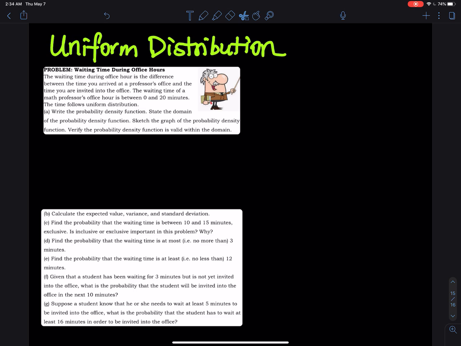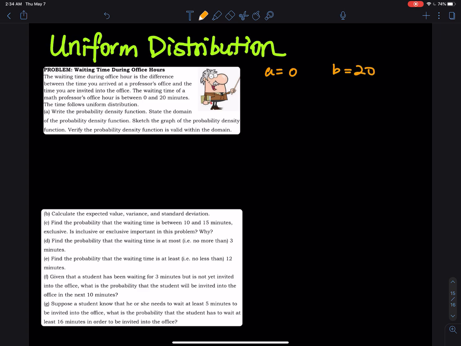The waiting time is the difference between the time you arrive at a professor's office and the time you are invited into the office. So the waiting time of a math professor's office hour is between 0 and 20 minutes. And then the time follows uniform distribution. So the last two sentences, that's all I need to know. So in a uniform distribution problem, the first thing that you have to point out is the lower limit. So A equals 0 and B equals 20. And that follows uniform distribution.